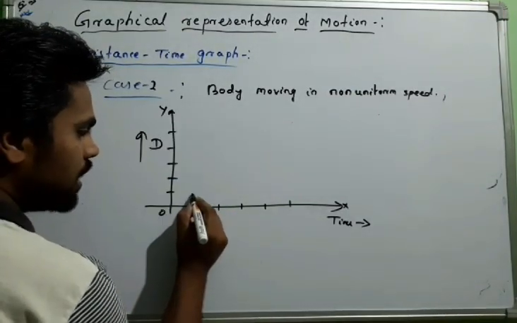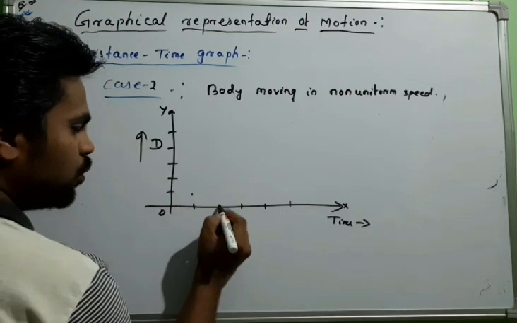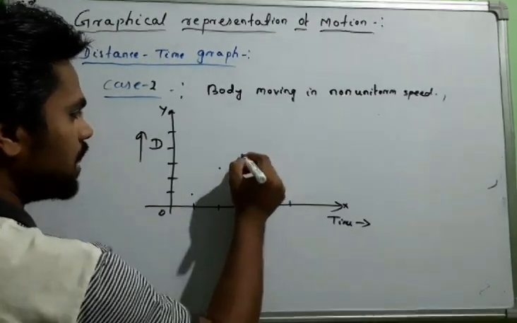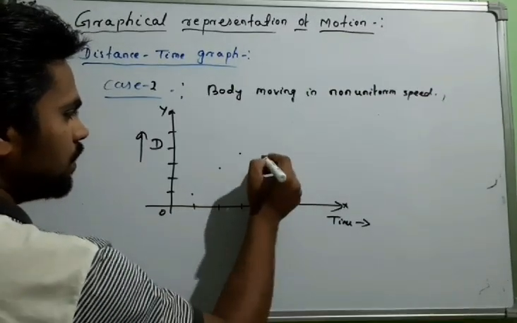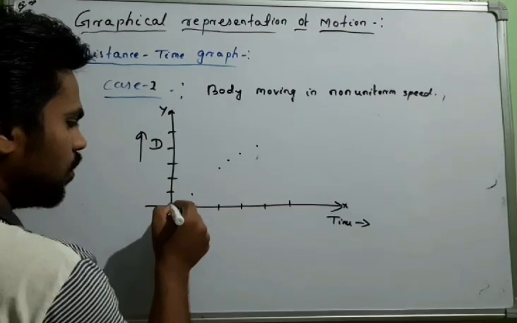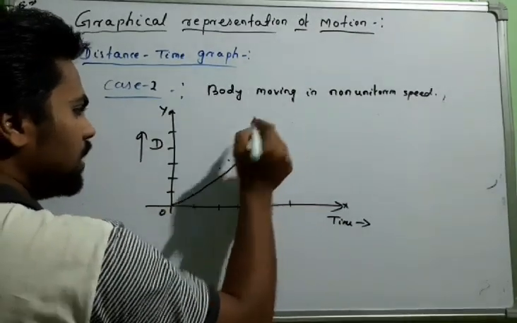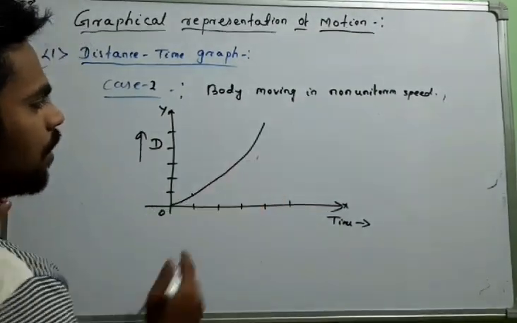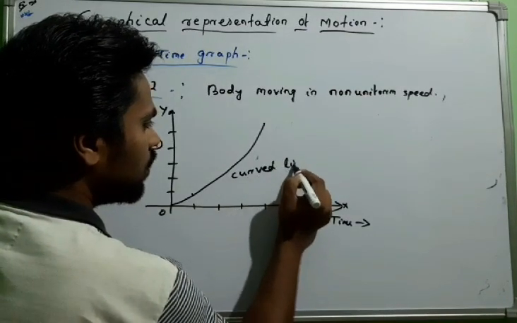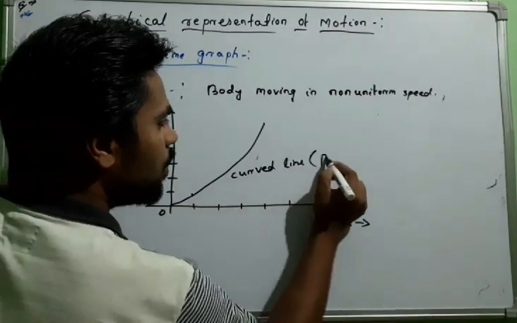Just see, in 1 second the body travels 1 meter. In 2 seconds it travels 3 meters. In 3 seconds it travels 4 meters. Like this, 4.5 like this. So this is unequal distance but equal interval of time. That means this graph is looking like what? A curved line, or this is called a parabola.